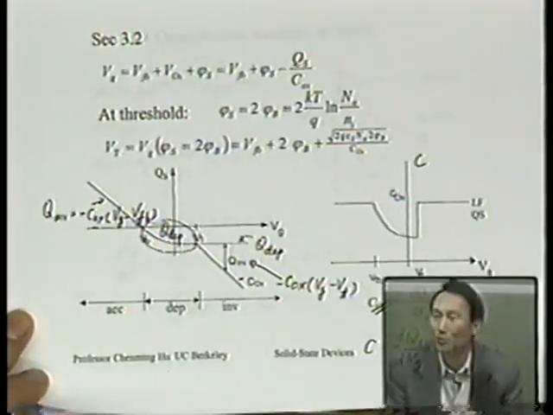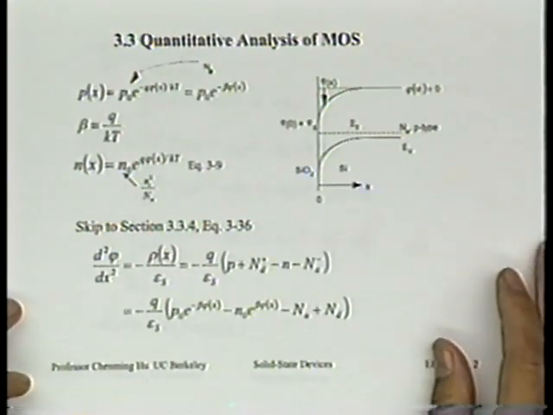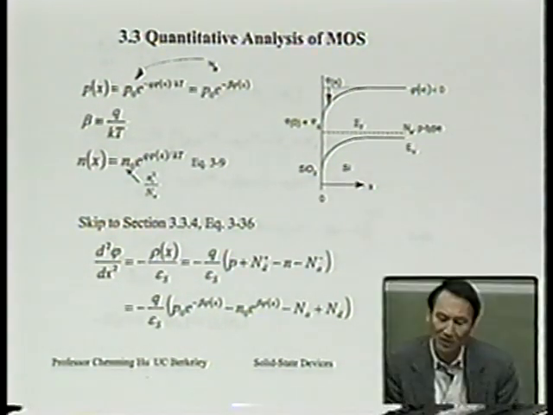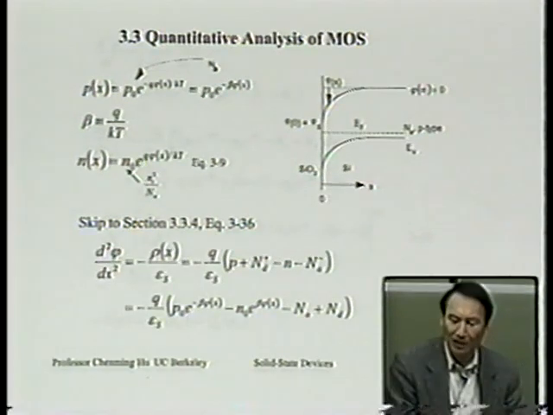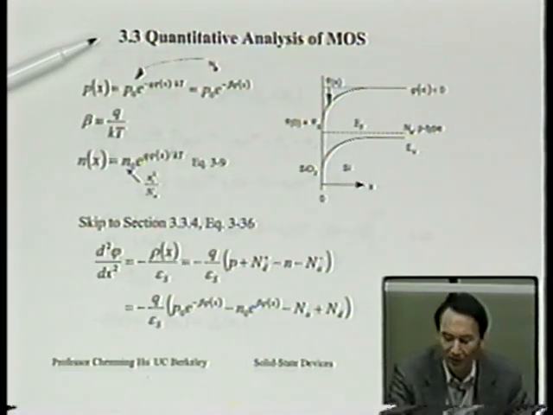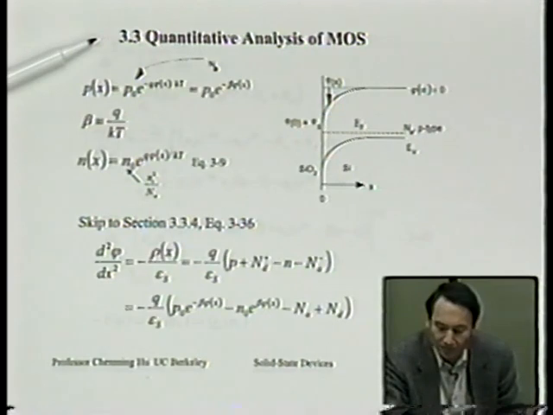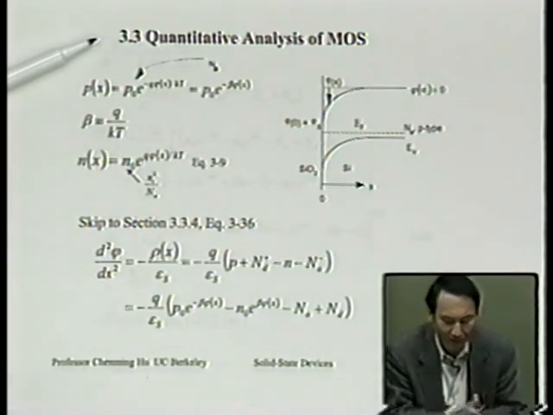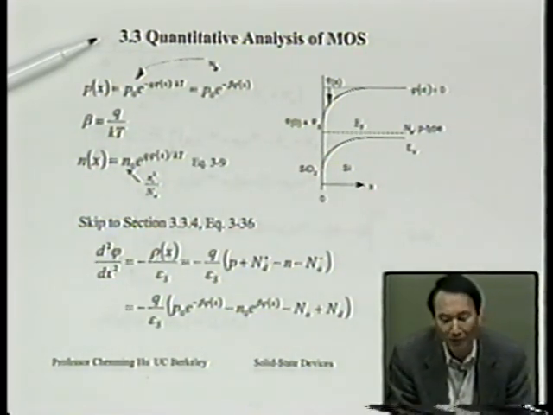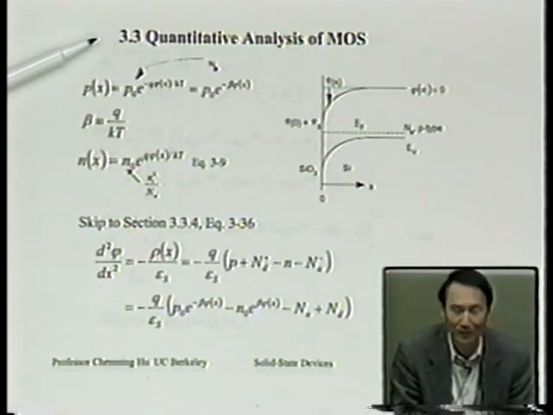Okay, other questions? If not, we'll start a new section, a continuation of the analysis of the MOS system. But this is a more quantitative analysis of the MOS system, and it's the topic of section 3.3 in the textbook. One way of describing the goal is to say that we're going to derive an equation for the CV relationship. It will be a continuous relationship that we will find.